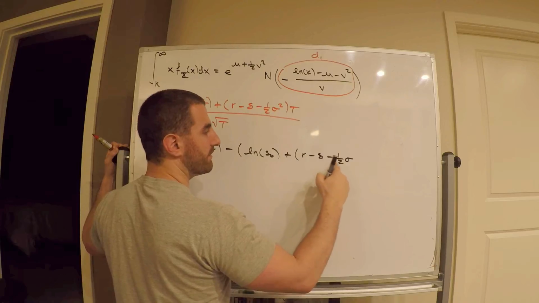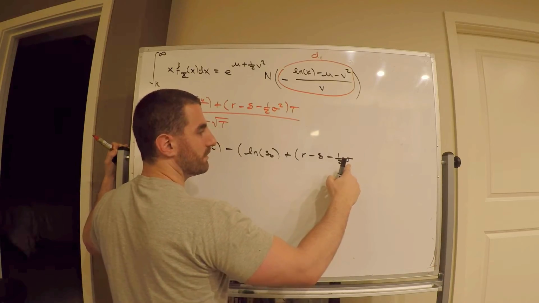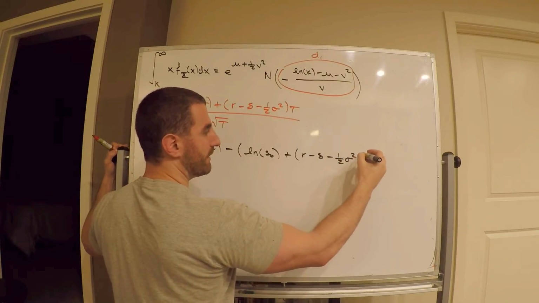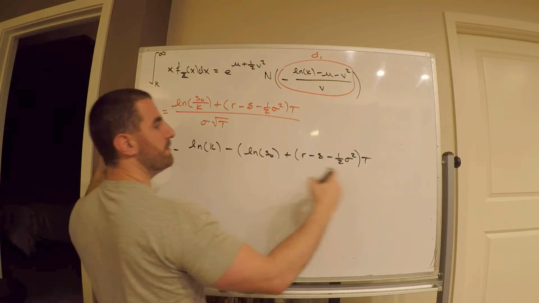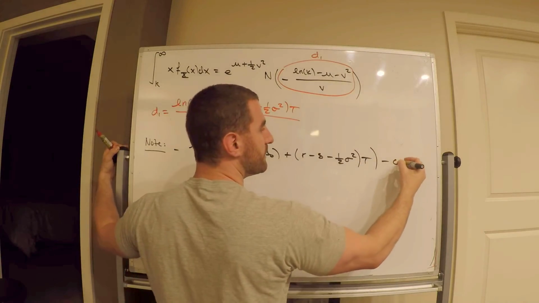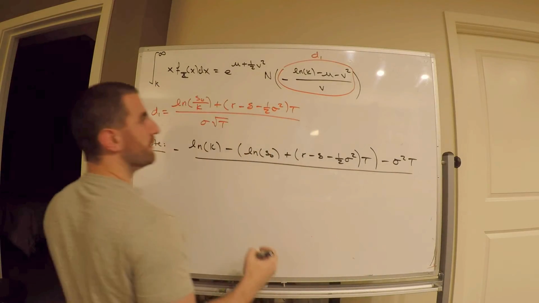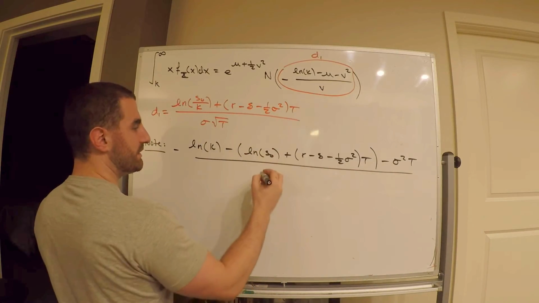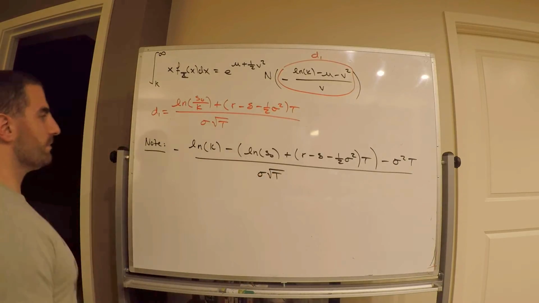r minus delta minus a half sigma squared, couldn't remember the name of that Greek letter, times t. Okay, there's my mu, minus the standard, minus the variance. The variance was sigma squared t, all over v, so the standard deviation is sigma square root t. So the denominator is good to go.